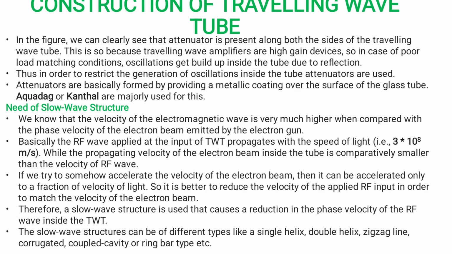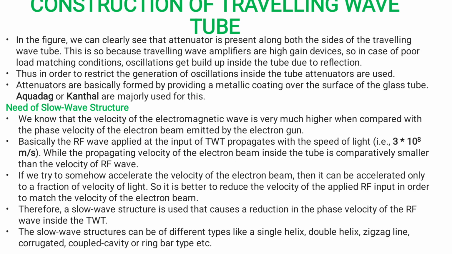We know that the velocity of the electromagnetic wave is much higher when compared with the velocity of the electron beam emitted by the electron gun. Basically, the RF wave applied at the input of the TWT propagates with the speed of light, which is 3 x 10^8 meters per second, while the propagation velocity of the electron beam inside the tube is comparatively smaller. If we try to accelerate the electron beam, it can be accelerated only to a fraction of the velocity of light.